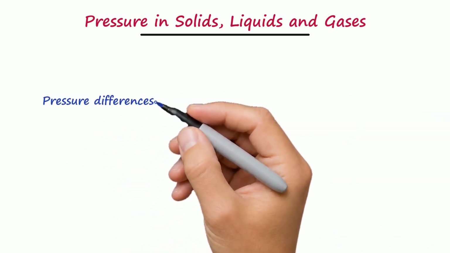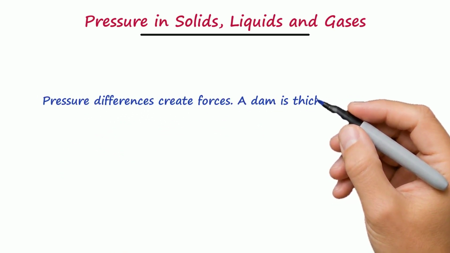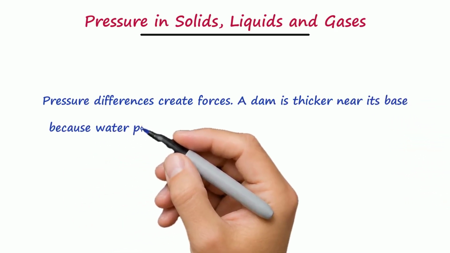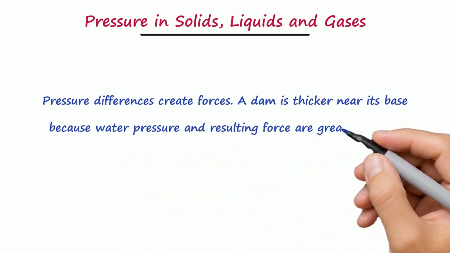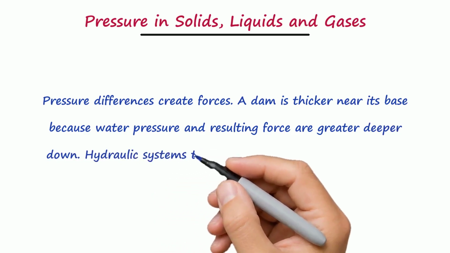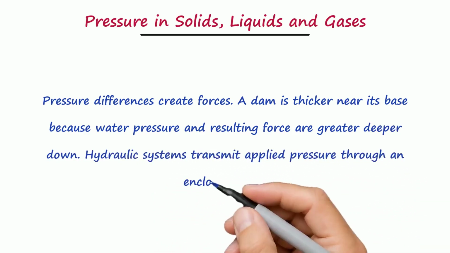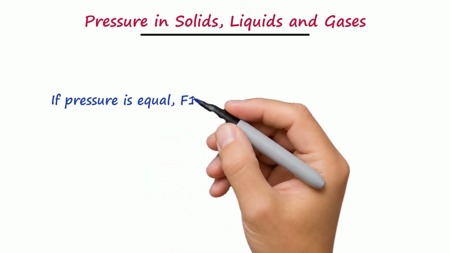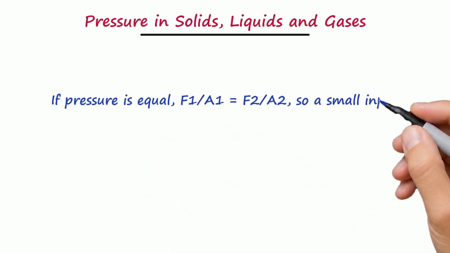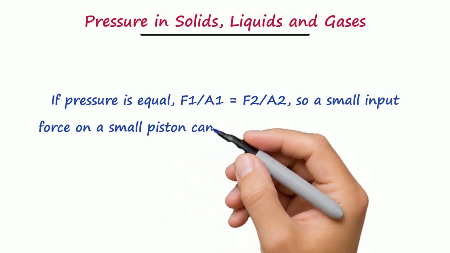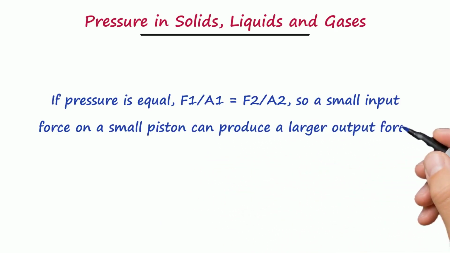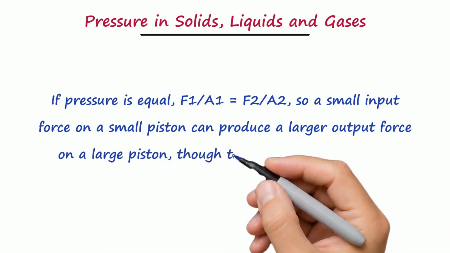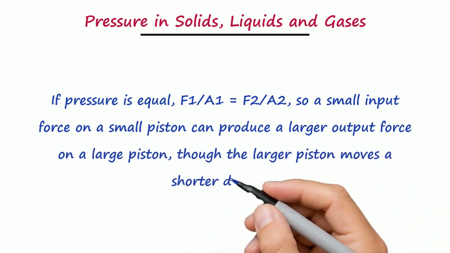Pressure differences create forces. A dam is thicker near its base because water pressure and resulting force are greater deeper down. Hydraulic systems transmit applied pressure through an enclosed liquid. If pressure is equal, F1 over A1 equals F2 over A2, so a small input force on a small piston can produce a larger output force on a large piston, though the larger piston moves a shorter distance.